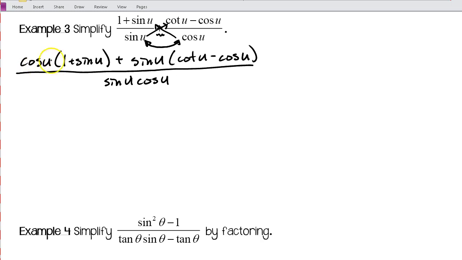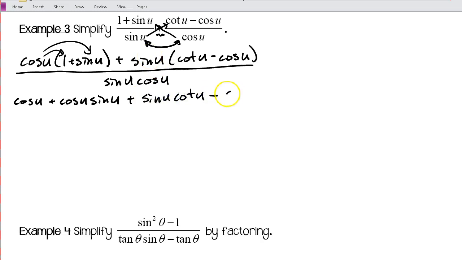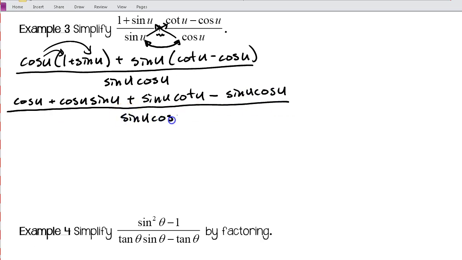And what I'm going to do next is I'm going to distribute over here. So I have cosine u times 1 and cosine times sine. So I have cosine u plus cosine u sine u, plus, and then I'm going to distribute over here, sine u cotangent u minus sine u cosine u. And this is all over my common denominator, which was sine u cosine u.